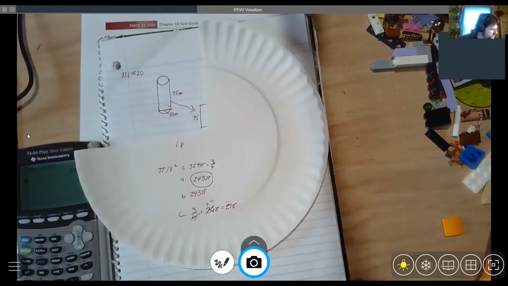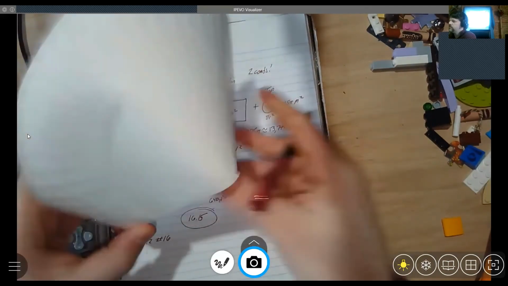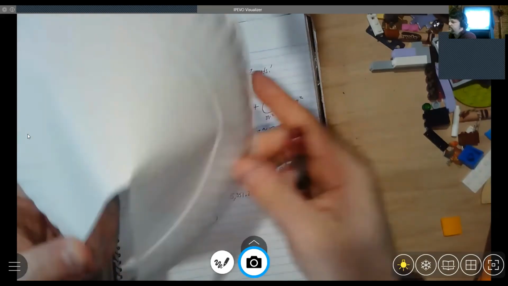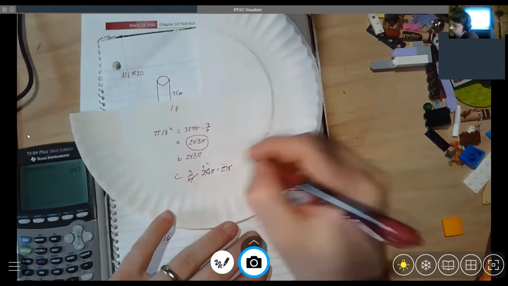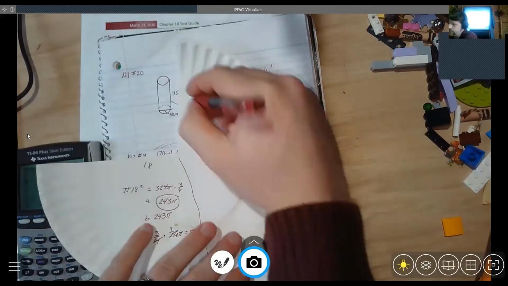So then part D says, use your answer in part C to find the area of the base of the cone. So here's my cone. We're trying to find, if we had this base, what would the area of that base be? So this gets a little tricky. So I'm going to start part D up here.